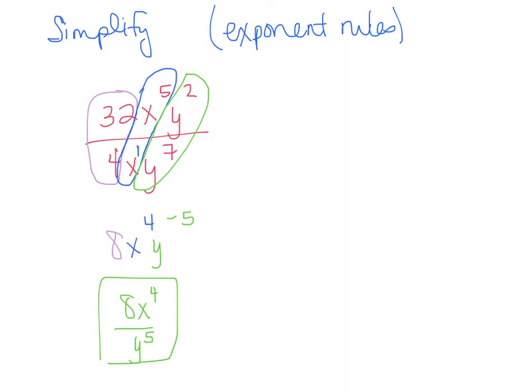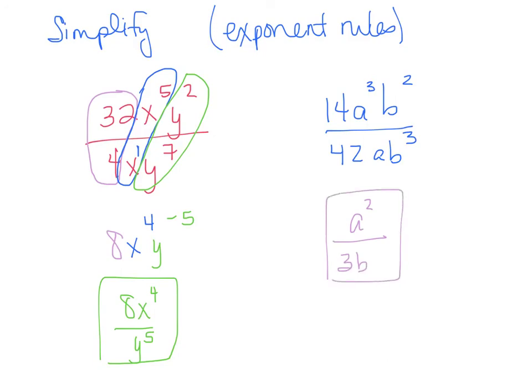So I want you to take a second and simplify 14a cubed b squared over 42ab cubed, and be careful with those numbers. There's a hint, it's going to go down into a fraction. So take a second, pause the video, work that out. So I get a squared over 3b as my simplified value.